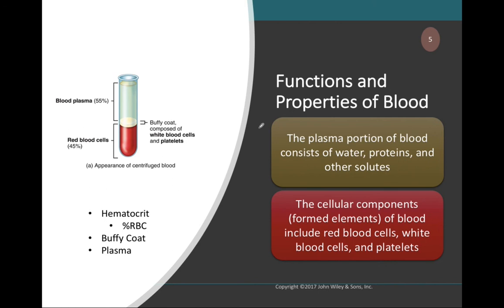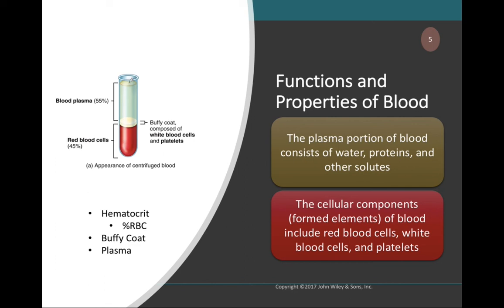So as mentioned before, blood has a few major components, and we can actually literally see those components separated from each other based on their density when we centrifuge blood. A centrifuge is when we just basically take a test tube of blood, we stick it in and we spin it around really fast to separate out the different parts of blood. And you can see with this test tube that if we were to take a sample of blood and we were to centrifuge that test tube, we would see that the top 55% is made up of blood plasma.